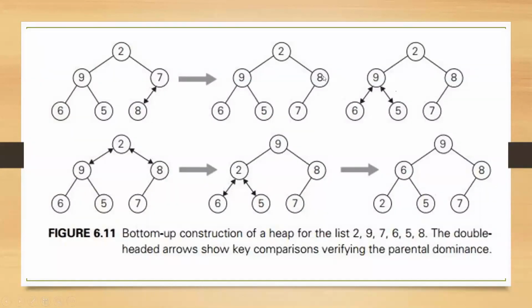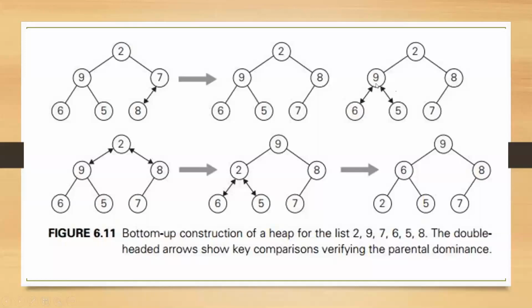So now, 8 is done. Come back to the previous parental node. The previous parental node is 9. Check whether the parental dominance is satisfied. Yes, parent 9 is greater than both its left child and the right child. That means this 9 is satisfying the parental dominance, and therefore you don't have to make any changes. 9 is compared with 6, and 9 is compared with 5. 9 is greater than both its left child and the right child. Therefore, no changes are to be done in this step.